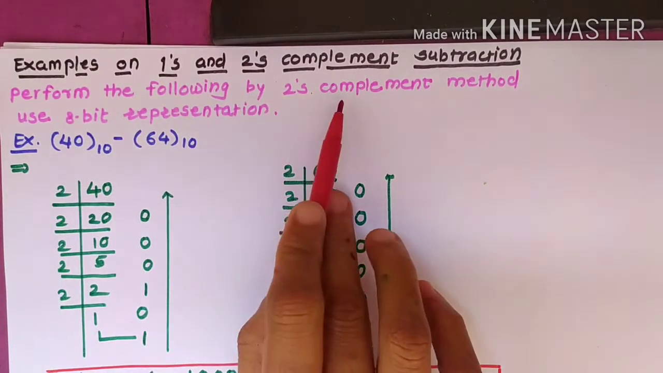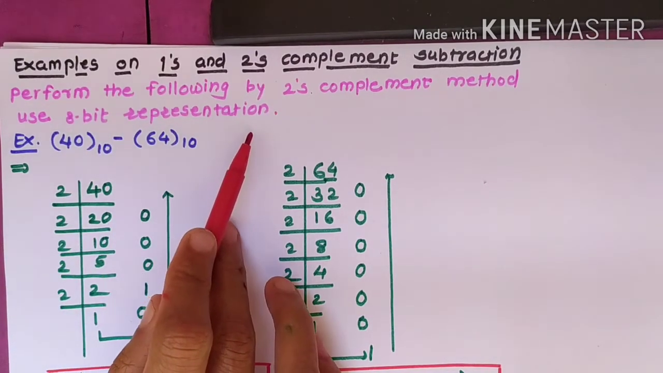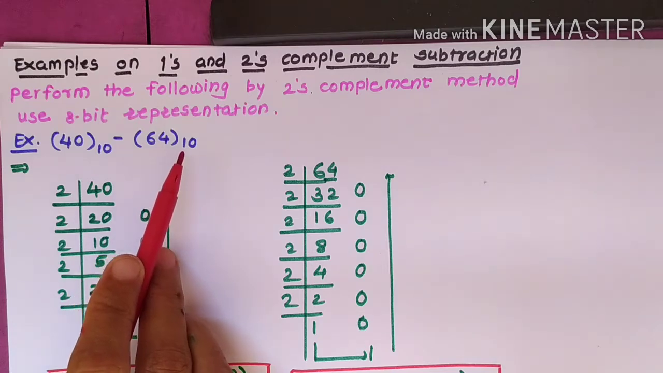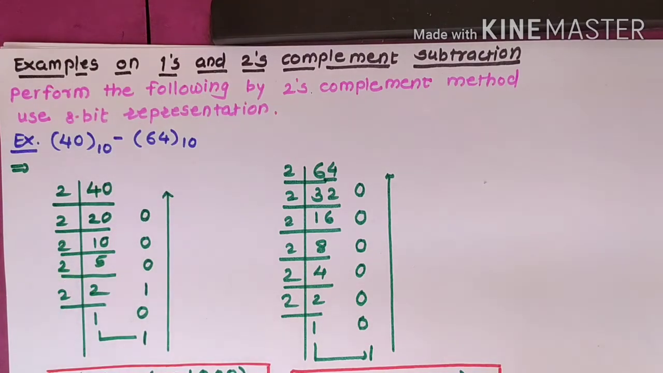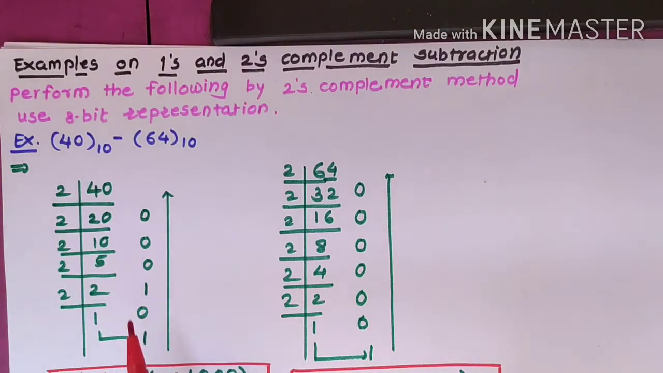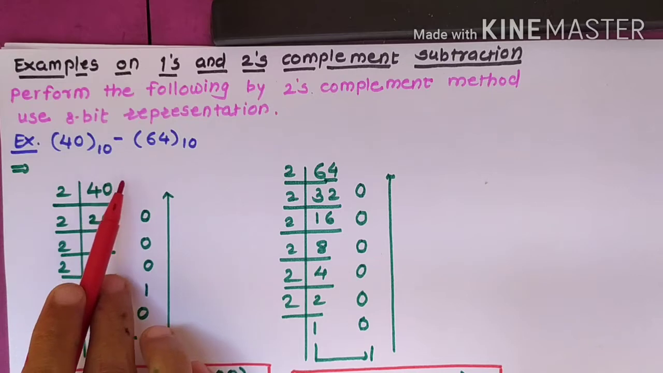Perform the following by twos complement method. Use 8-bit representation. Here we have to perform 40 decimal minus 64 decimal. We know that before performing the subtraction of given decimal numbers, we have to convert the given decimal numbers into binary form. For that purpose we first convert this given decimal number into binary form.